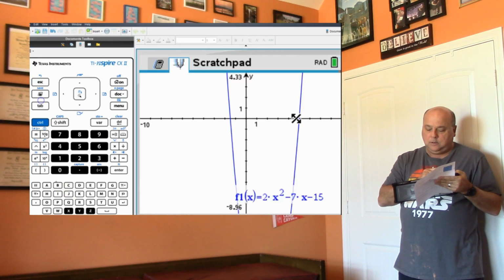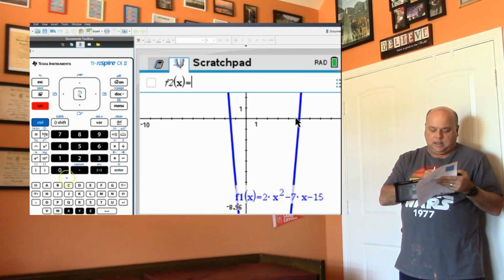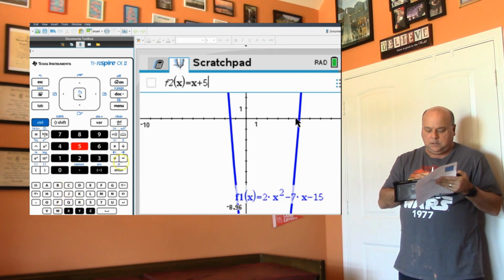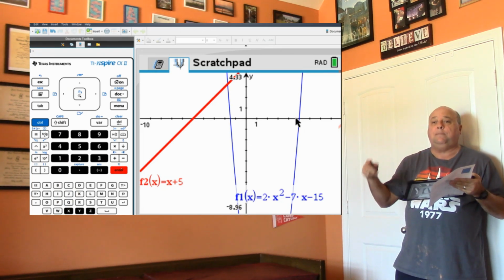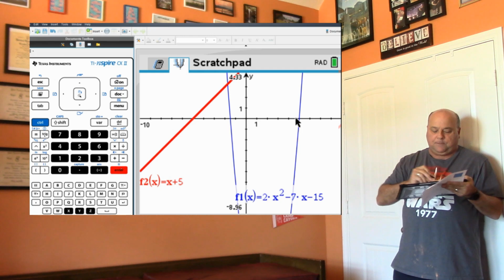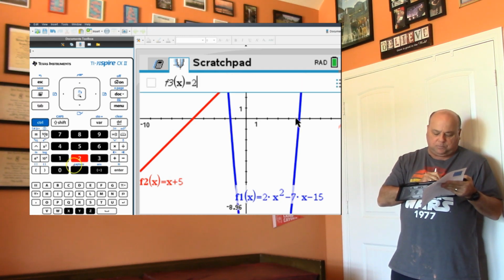Let's go to graph. Tab, x plus 5. Hit enter. That red line does not cross the parabola at the x-axis. So type in the next one. Hit tab. 2x plus 3.